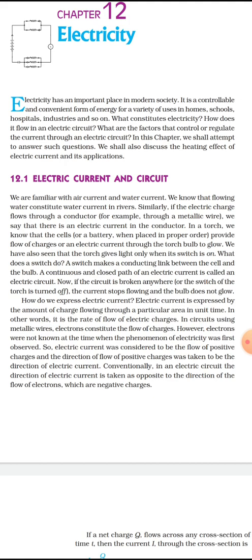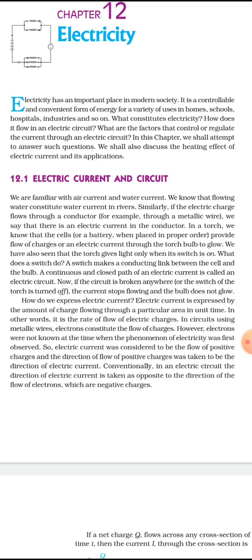What is meant by air current? The moving air is called air current. And water current means what? Water current means moving water. So friends, where is water current available? Water current is available in rivers, in oceans, in seas. So they are saying that we know that flowing water constitutes water current in rivers.